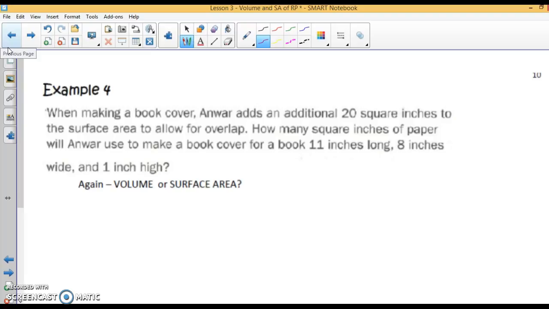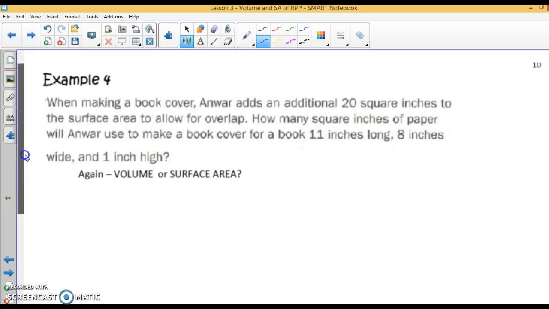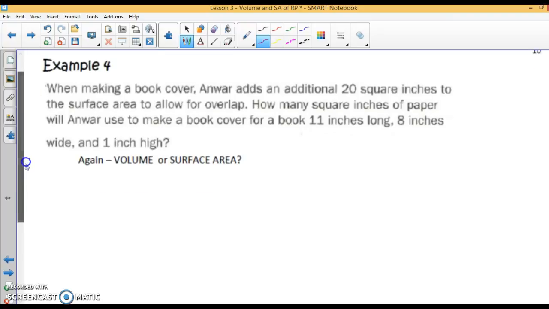Alright. When making a book cover online, Onward adds an additional 20 square inches of surface area to allow for overlap. How many square inches of paper will Onward use to make the book cover for a book that is 11 by 8 by 1? Think about it. Again, are we doing volume or surface area? If I want to cover this book, it's going to be surface area.